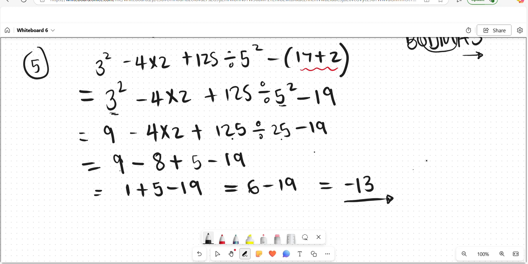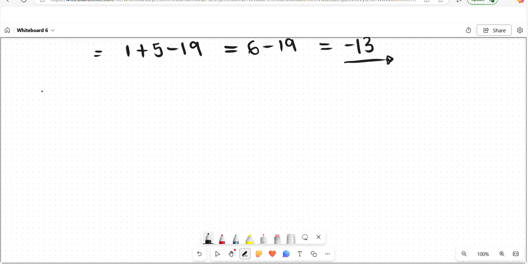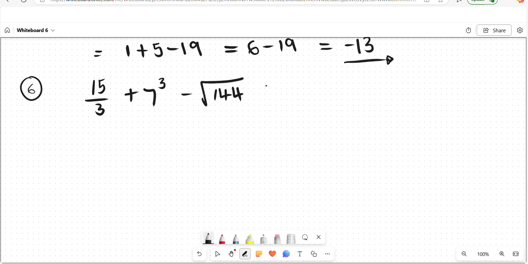All right. So let's do the second last question, question number 6. And number 6 says you have 15 divided by 3 plus 7 to the power of 3 minus the root of 144 times 2 minus 3 squared times 4 minus 7. So again, you can pause the video and try this out yourself.